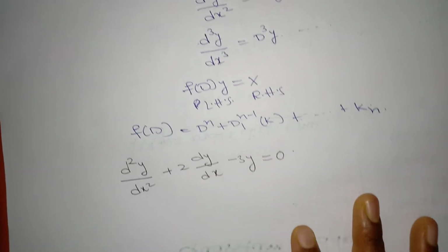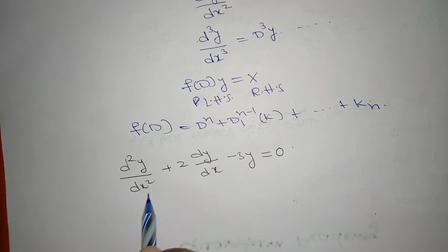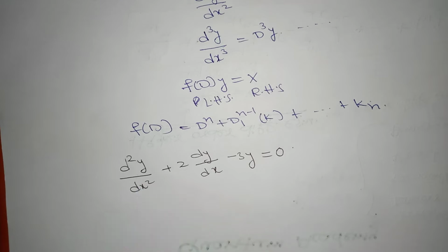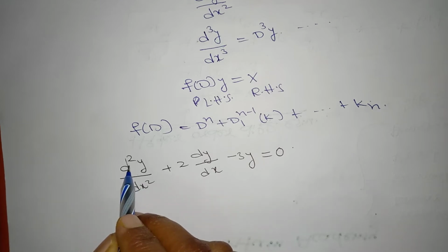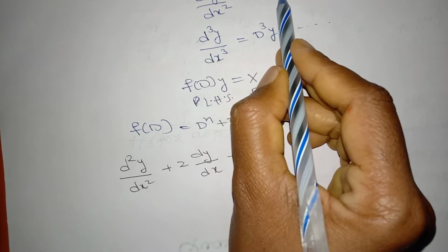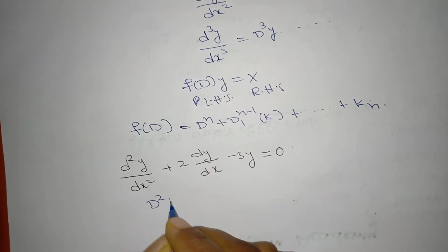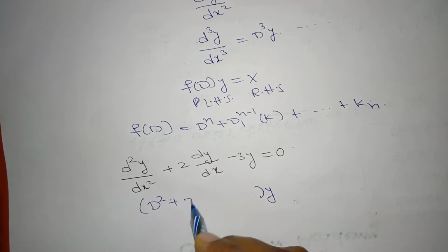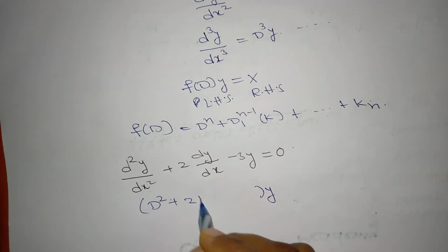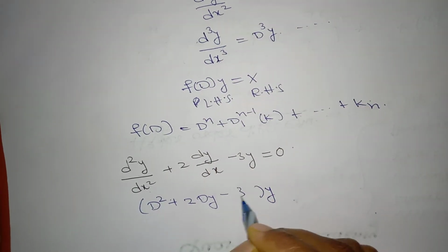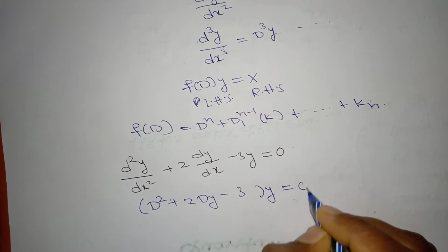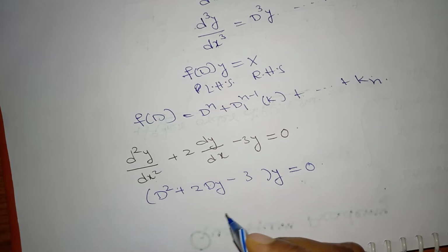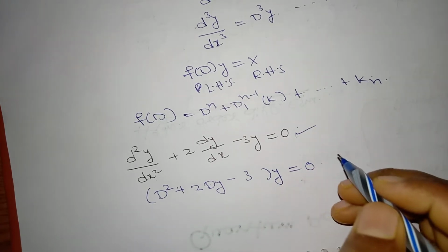For understanding, I am giving one example: d^2 y by dx^2 plus 2 into dy by dx minus 3y equals 0. This can be written as d^2 y by dx^2 is D^2 y, taking y as common, 2 into dy by dx is D into y, minus 3y, y is common, which is equal to 0. Now we can easily find the solution for a linear differential equation of this type.